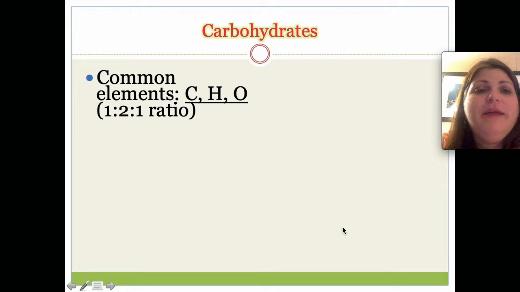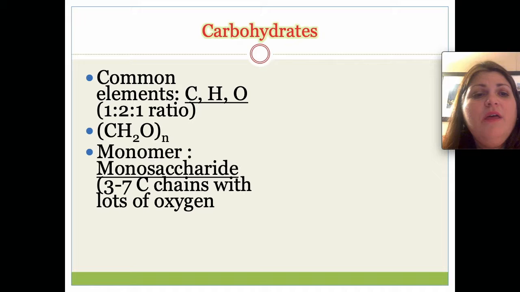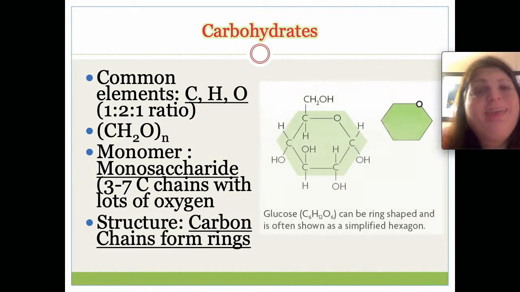So let's get some stuff down in your notes. As I mentioned, the common elements are carbon, hydrogen, and oxygen in a 1 to 2 to 1 ratio. The monomer is named monosaccharide, and generally monosaccharides have between 3 and 7 carbons, and then, of course, between 3 and 7 oxygens, thanks to that 1 to 2 to 1 ratio. And like I said, those carbon chains curl up and form rings in the shapes of usually pentagons or hexagons that then can connect to each other when they're part of a larger molecule.